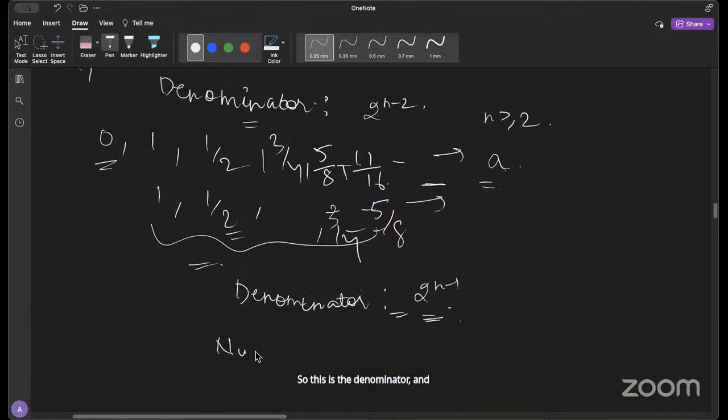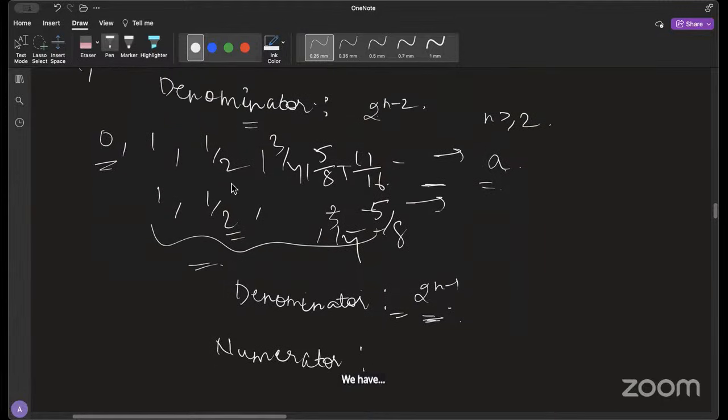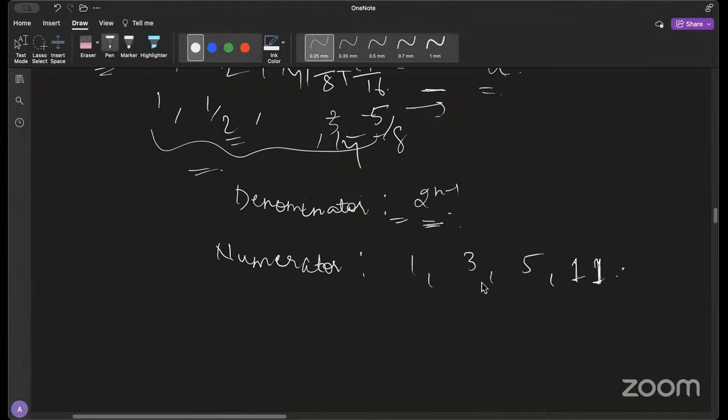And then for the numerator part, we look at the numerator: it's 1, 3, 5, and 11, right? So here, this pattern's not very noticeable. It's 2 to the powers, and then it's basically you just add these two.